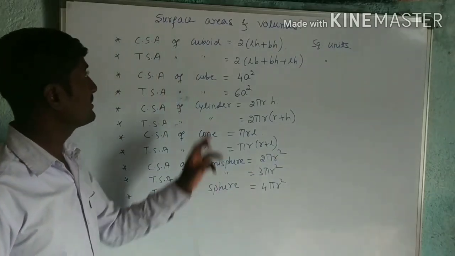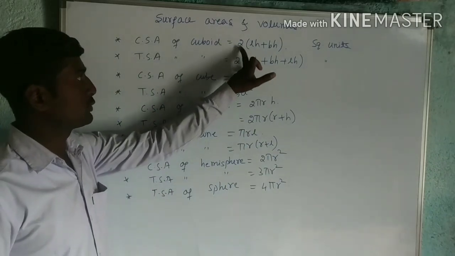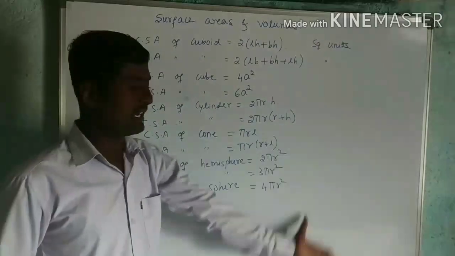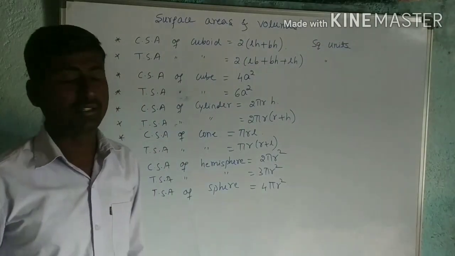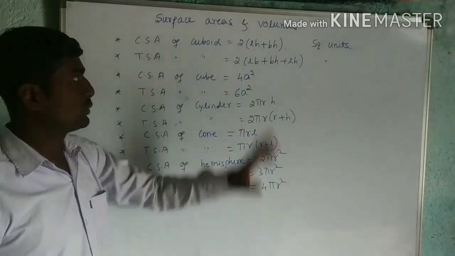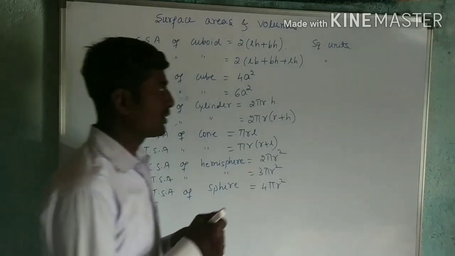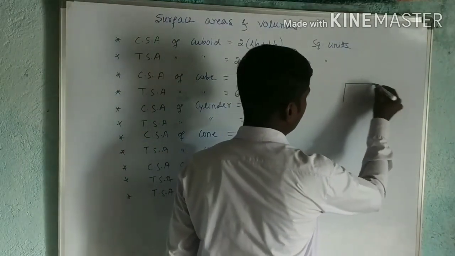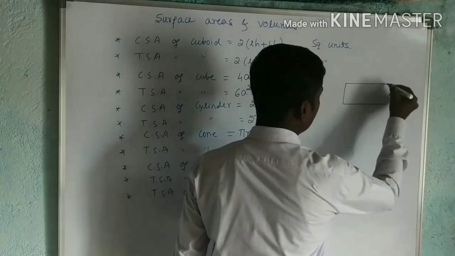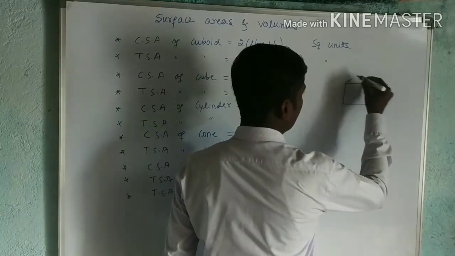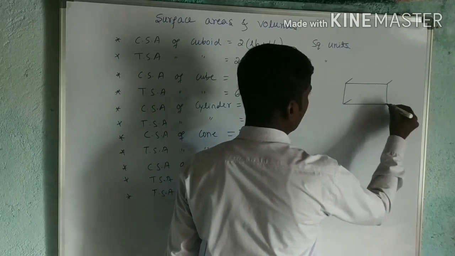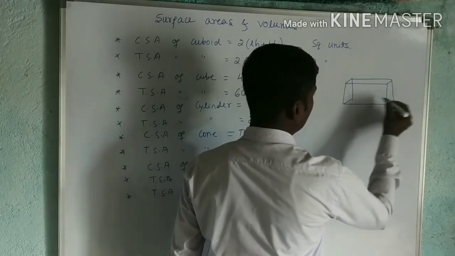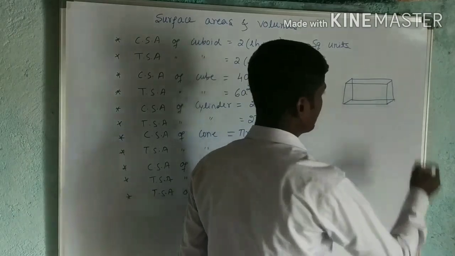So the first one is CSA of cuboid, that is 2 into (L + B) H square units. Since it is area, you write square units. You know cuboid already. First I will draw a rectangle, then I will form the cuboid. So 3 dimensions will be there, those are L, B, H.